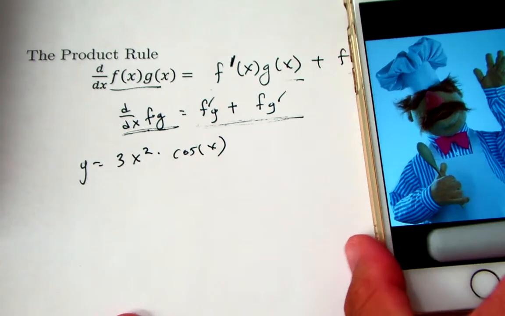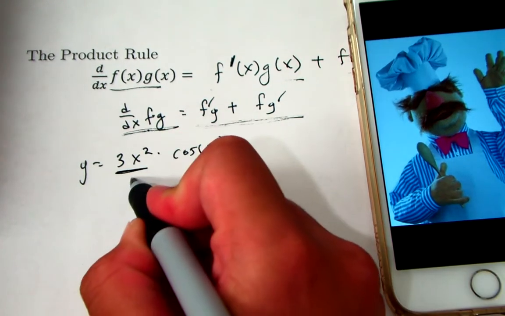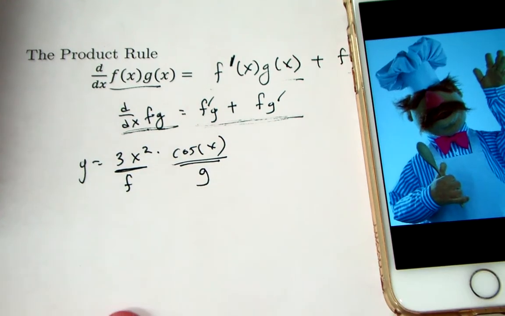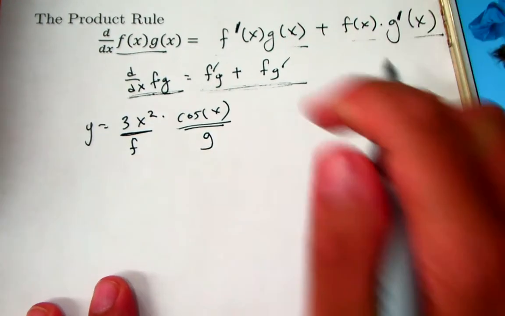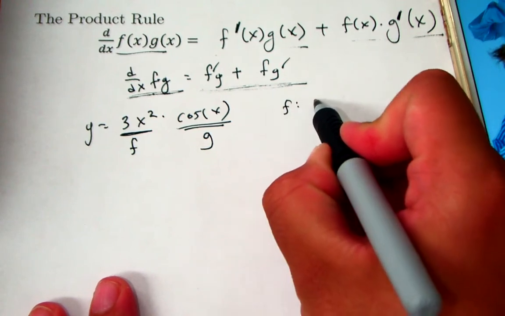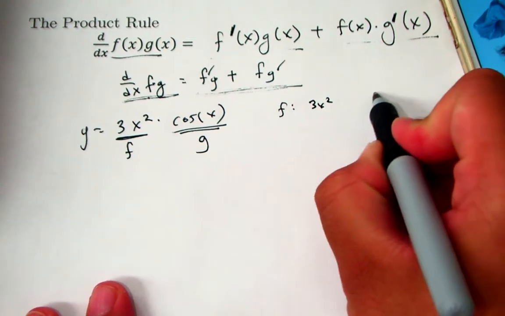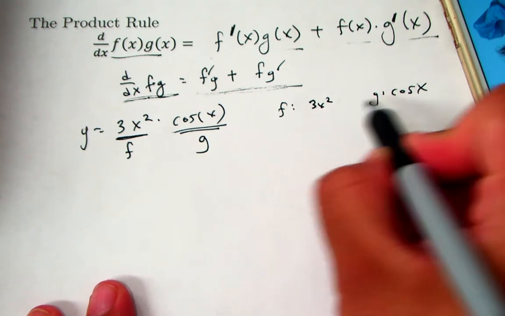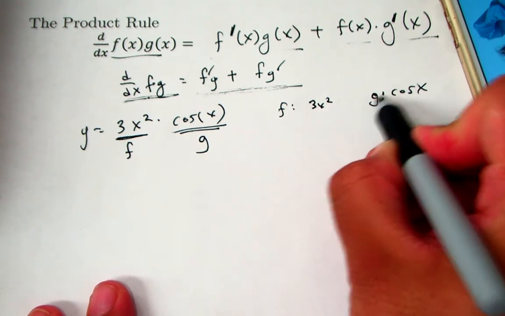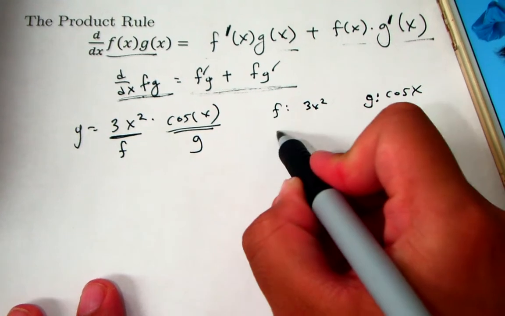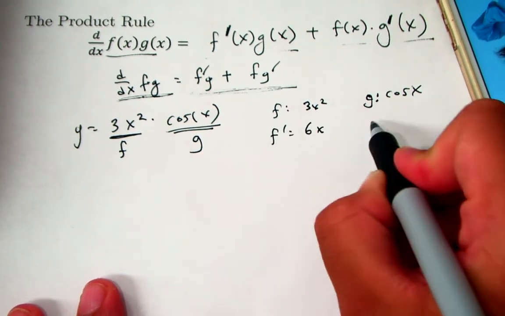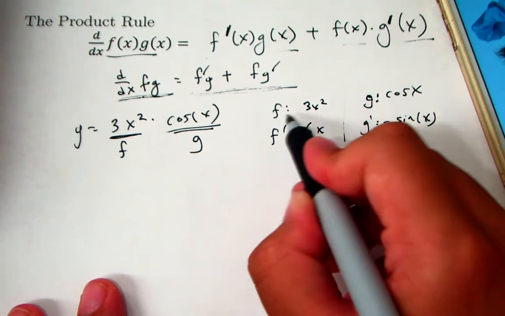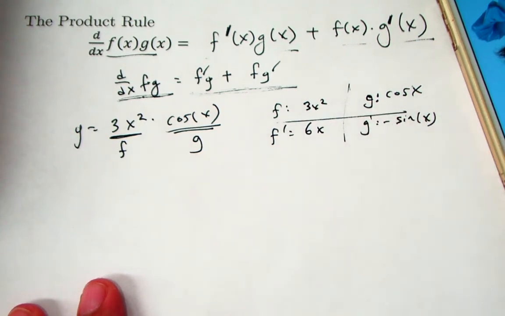So I'm going to call this first function f, and I'm going to label this function here as g, okay? So just off to the side here, I'm going to label exactly what I have. f is 3x squared, and g is cosine of x. And I'm also going to need f prime and g prime, right? So f prime is going to be 6x, and g prime is going to be negative sine of x. So all four of my ingredients are essentially laid out here, right?